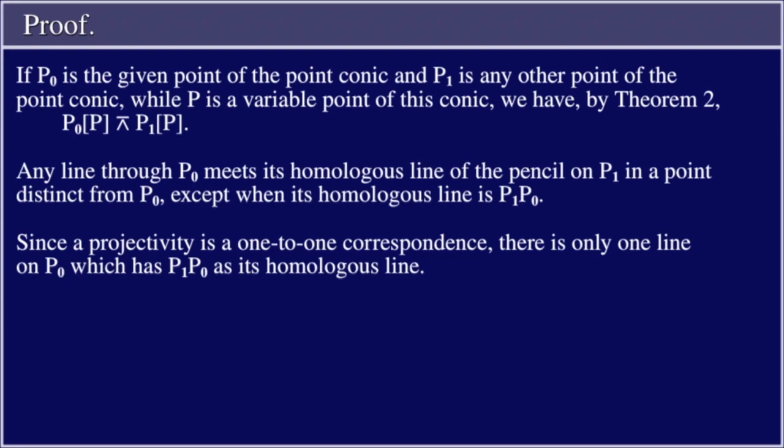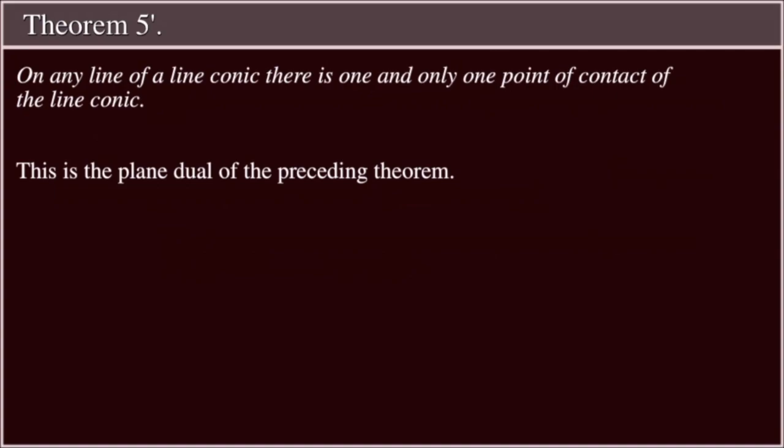Any line through P0 meets its homologous line of the pencil on P1 in a point distinct from P0, except when its homologous line is P1P0. Since a projectivity is a one-to-one correspondence, there is only one line on P0 which has P1P0 as its homologous line. Theorem 5'. On any line of a line conic, there is one and only one point of contact of the line conic. This is the plane dual of the preceding theorem.